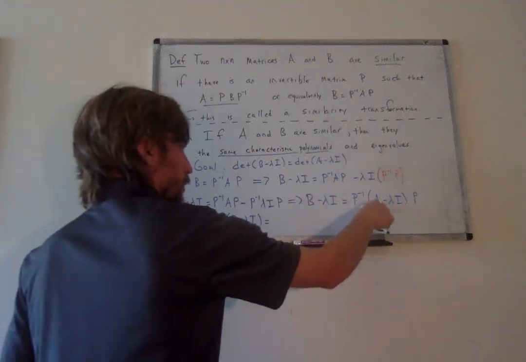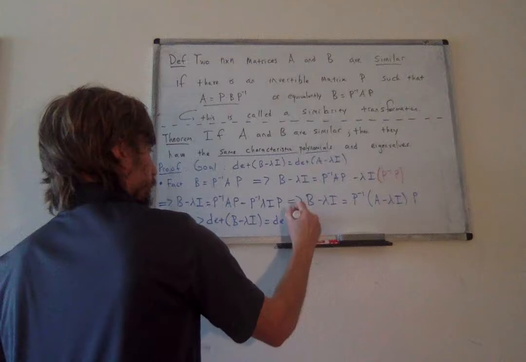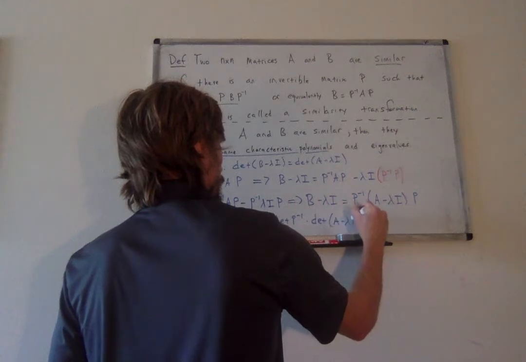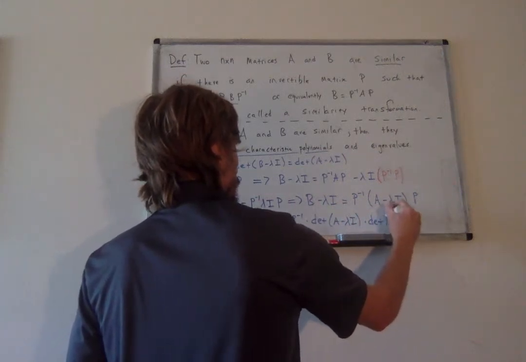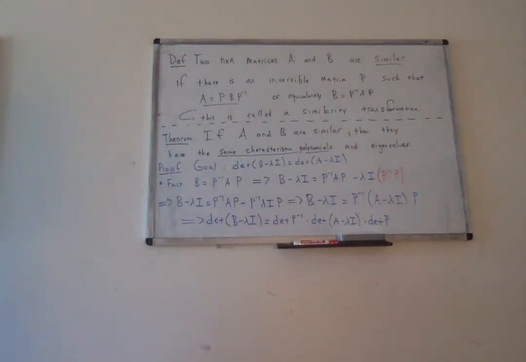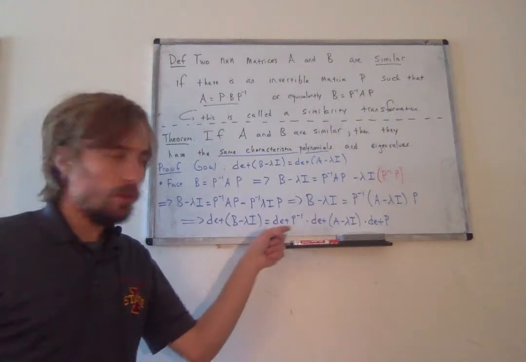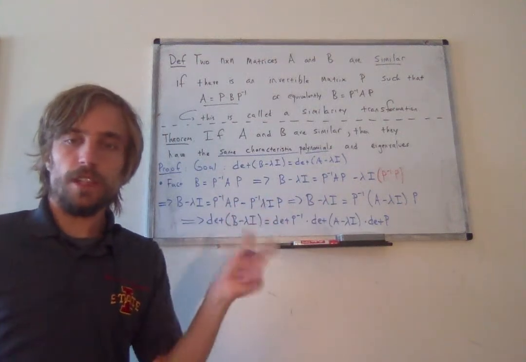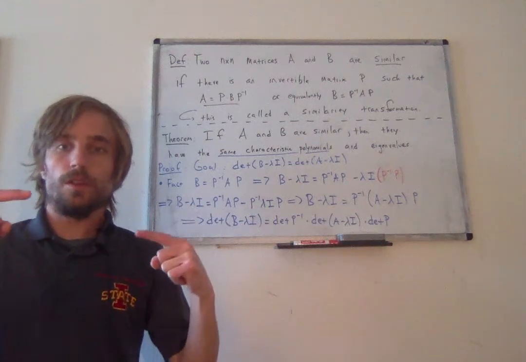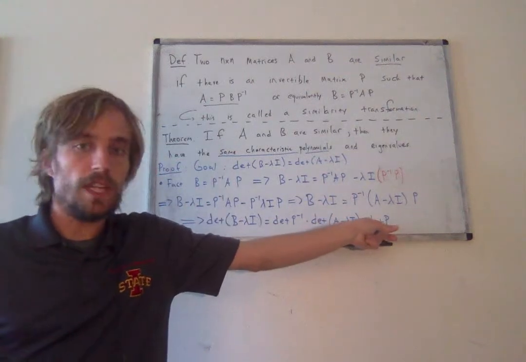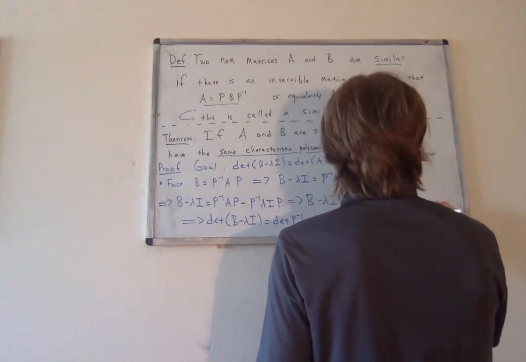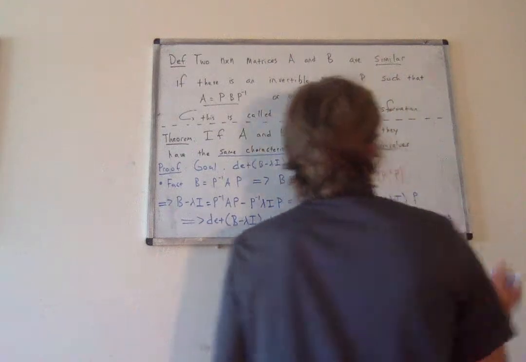But notice this is 1 matrix, 2 matrix, 3 matrix. So by the multiplicative property of determinants, I can now multiply the determinant of P inverse times the determinant of this middle matrix times the determinant of P. But remember, each of these is just a real number, so all of these values commute. And remember, we proved that the determinants of P and P inverse are multiplicative inverses of each other, right? That is, if this is equal to x, then this is equal to 1 over x. And so this whole right-hand side of the equation is actually just equal to the determinant of A minus lambda I.